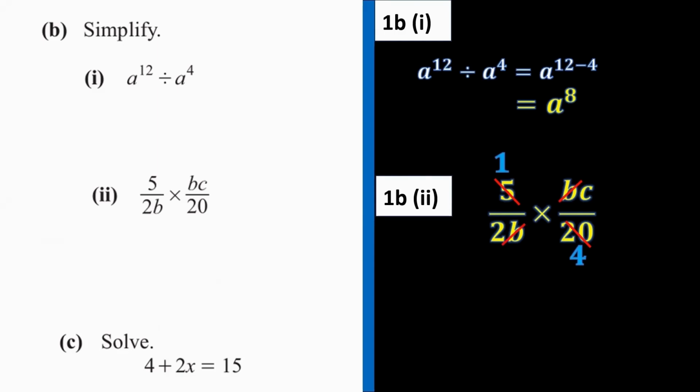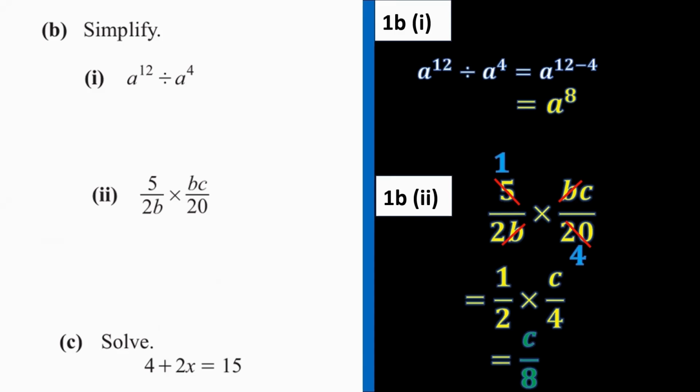We now have 1 times C, that gives us C, and we have 2 times 4, and that gives us 8. So we have 1 over 2. In the first fraction, what is left there is 1 over 2. In the second fraction, what is left is C over 4. When we multiply, we have finally C over 8.